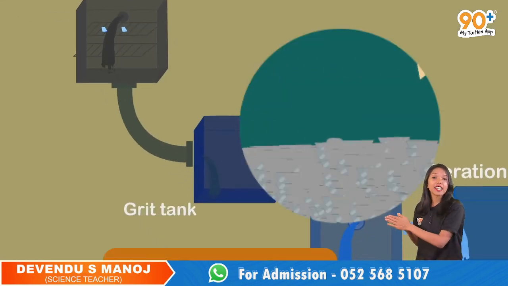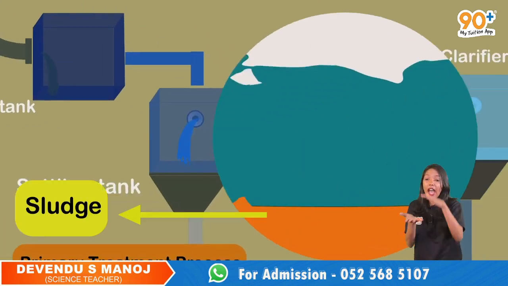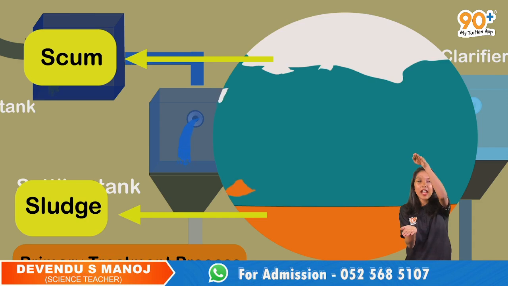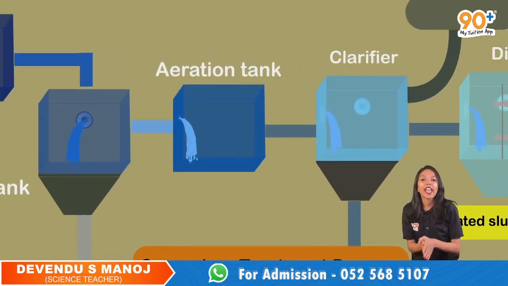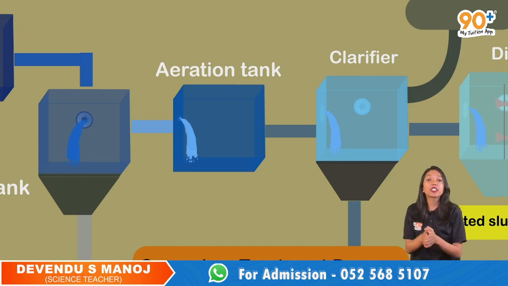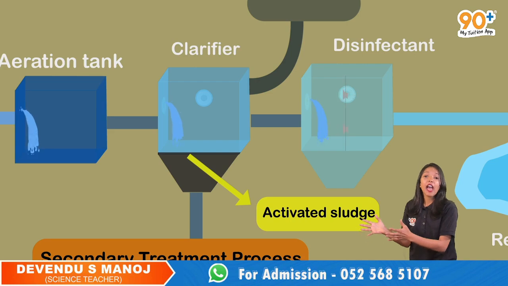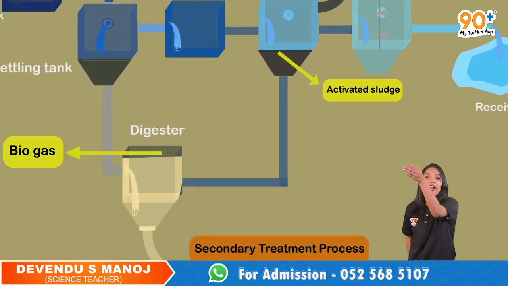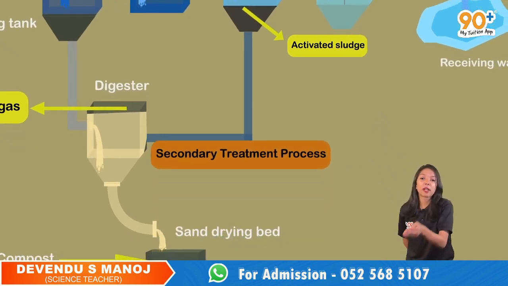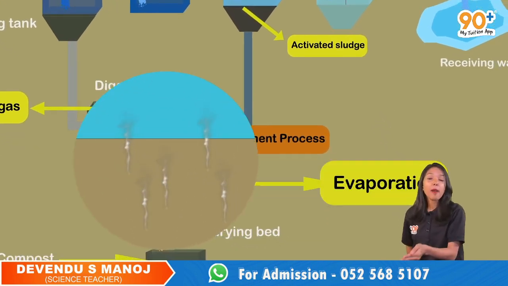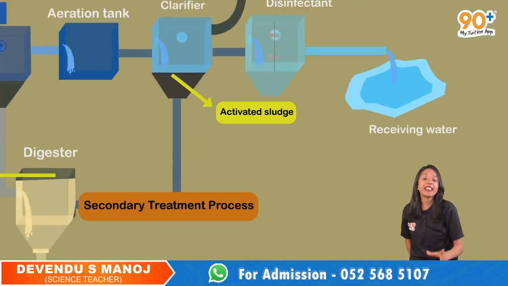And then comes the grit removal tank, which removes the sand and grit present in the water. And then the settling tank, where impurities settle, and the clarified water goes to the aeration tank. Aeration provides deeper control over the microorganisms, and then comes the clarifier, which has the activated sludge, and the anaerobic bacteria go into the digester, which is called the secondary treatment process, right? And evaporation is done there, not boiling but evaporation. It does not require any heat.